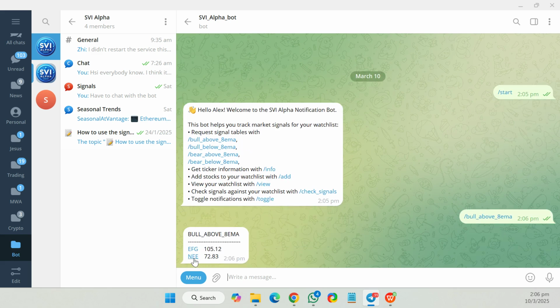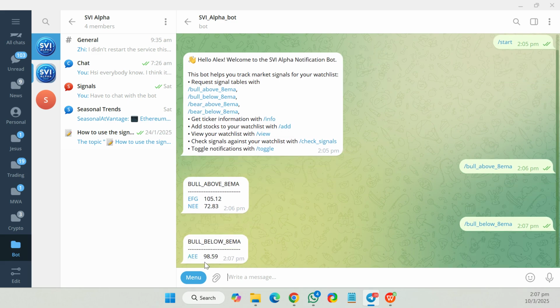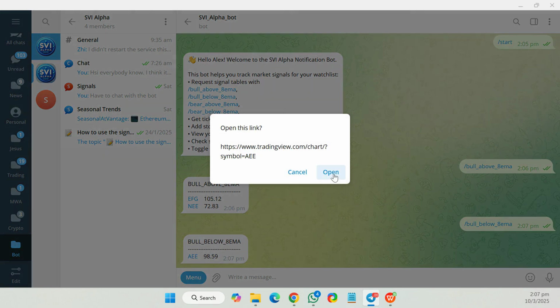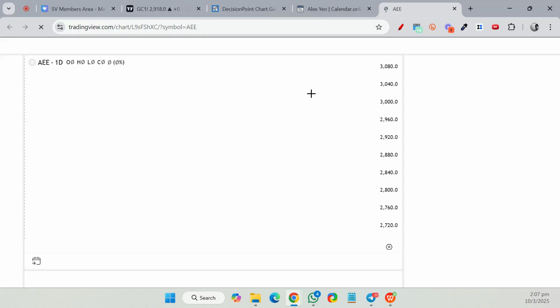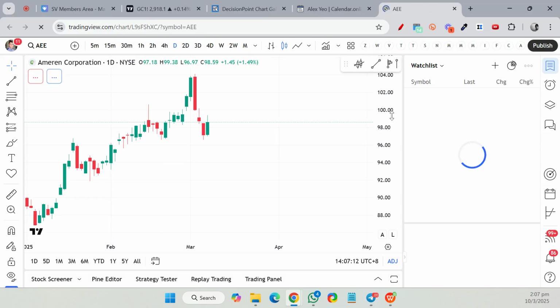So there's this NEEFG, an ETF, also inside the list. And then also, let's say below 8 EMA, there is this AEE. After that, you can go to TradingView and take a look. AEE, how is this stock?